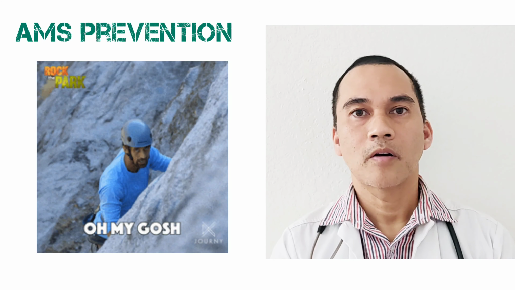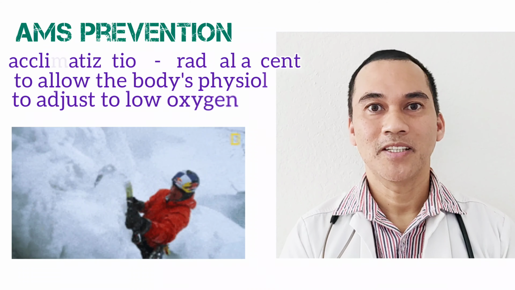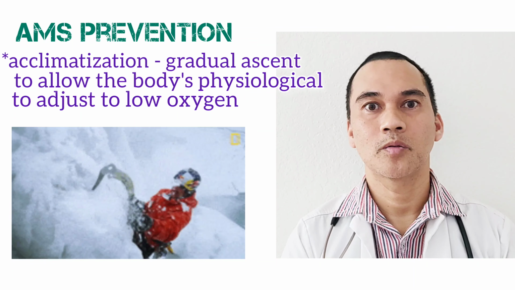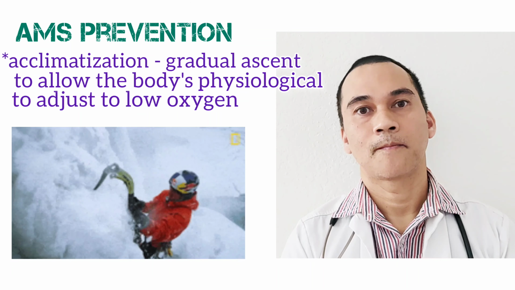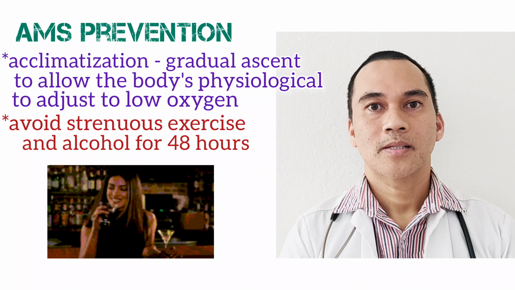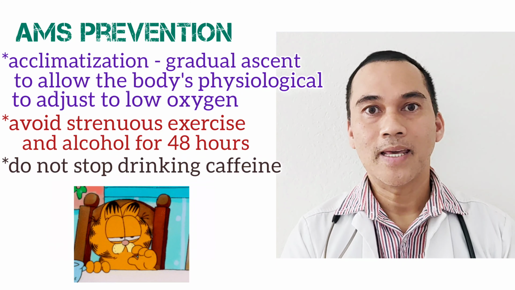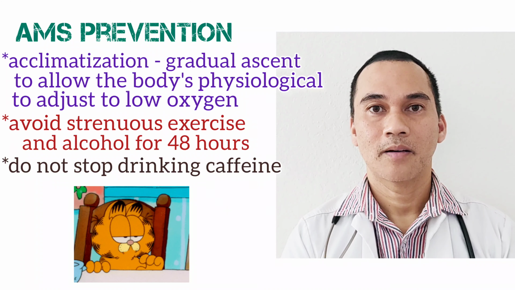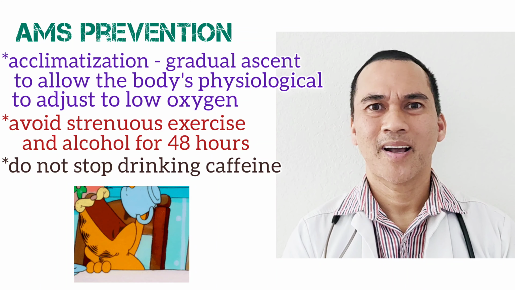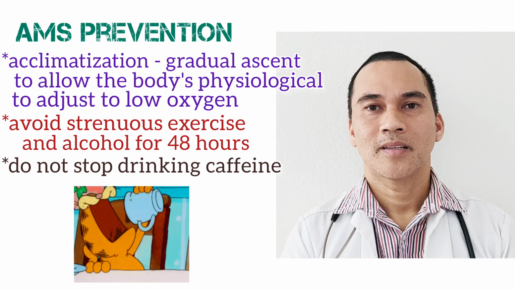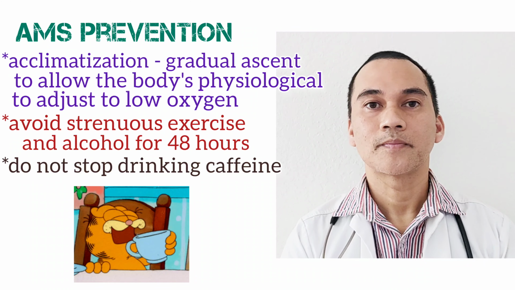How to prevent acute mountain sickness and how to prevent HAPE and HACE. Acclimatization. So you need to acclimatize to allow the physiological response of your body to the low levels of oxygen. You should also avoid strenuous exercise or alcohol for 48 hours. And if you're drinking caffeine, you should not stop drinking. Caffeine is safe at high altitude because if you stop drinking, you will experience some kind of withdrawal, and that can cause symptoms like AMS.